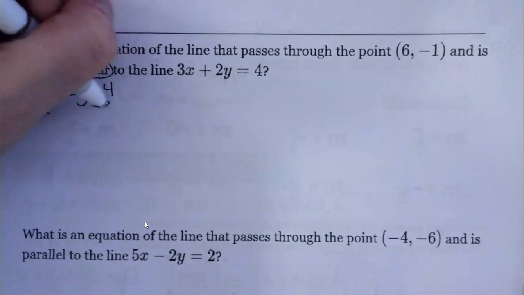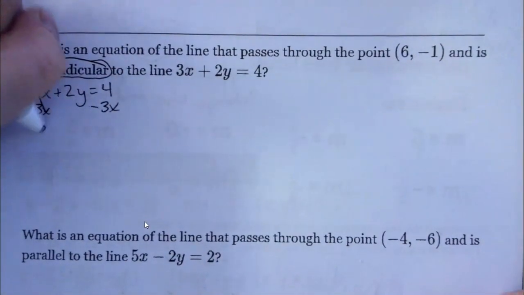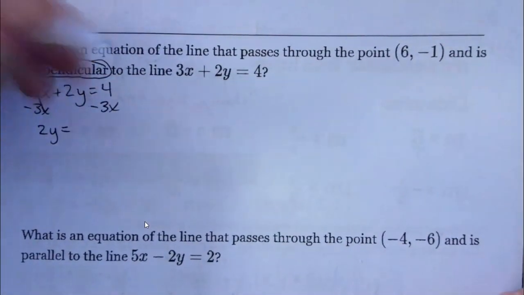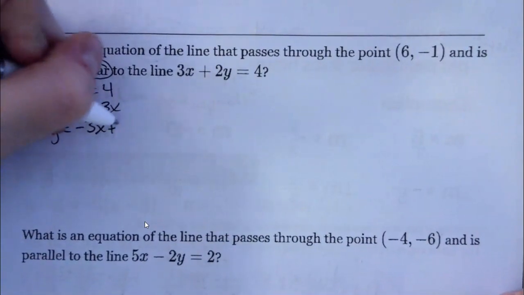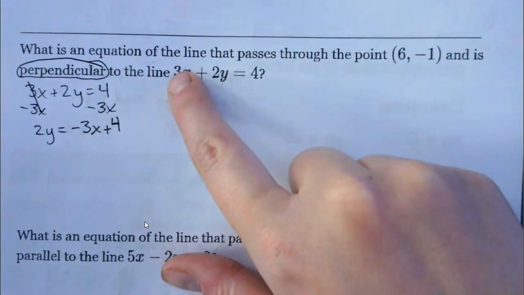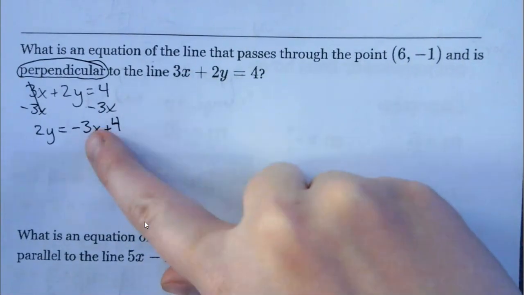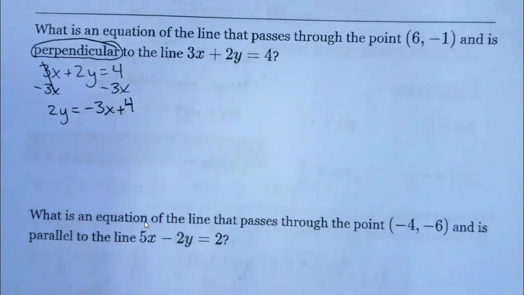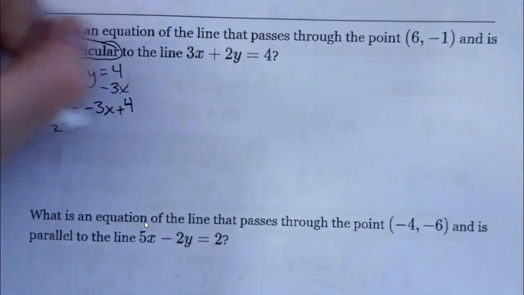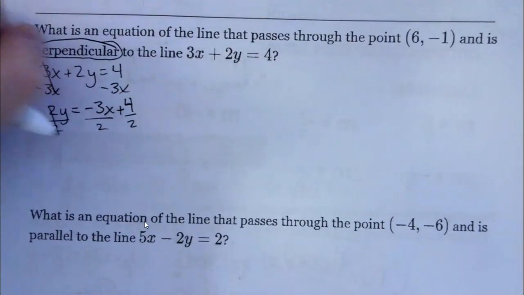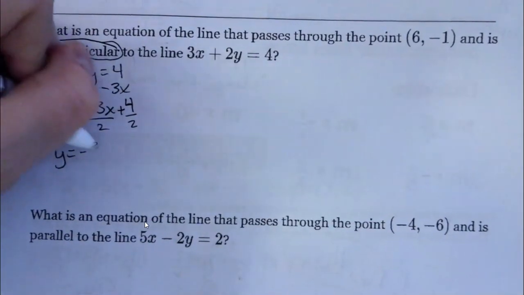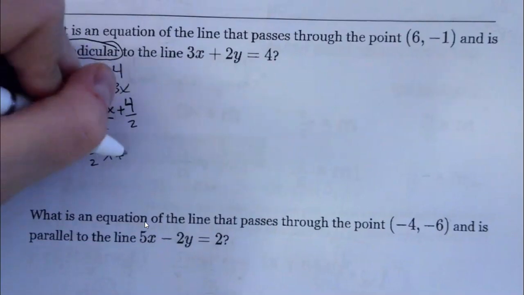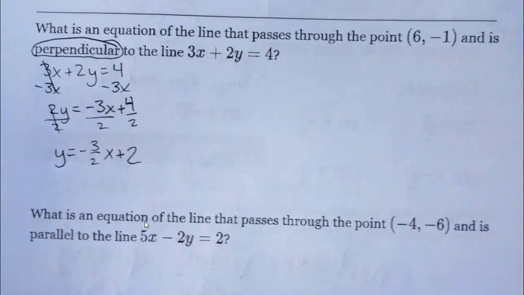So we're going to subtract 3x on both sides. That same process that we've done all day today. 2y comes down. This becomes negative 3x plus 4. So notice I just moved this to the other side of the equation, changed the sign on the coefficient in front of x. Divide all the things by 2. y equals negative 3 halves x plus 2. Great, so we have this equation.